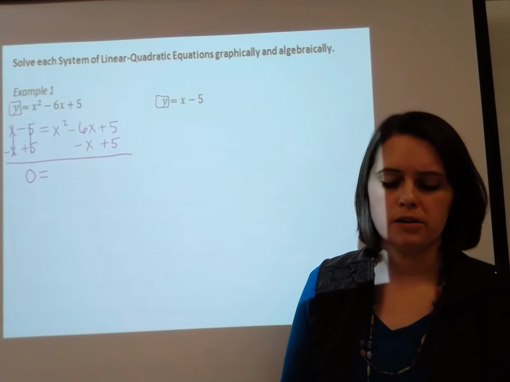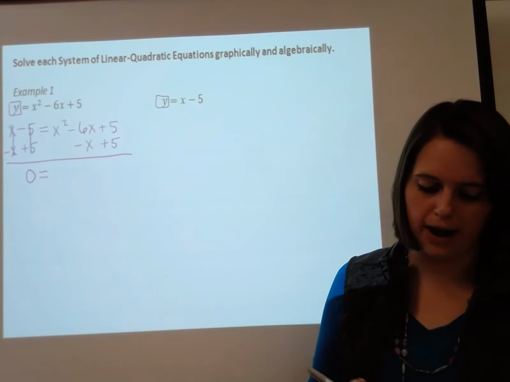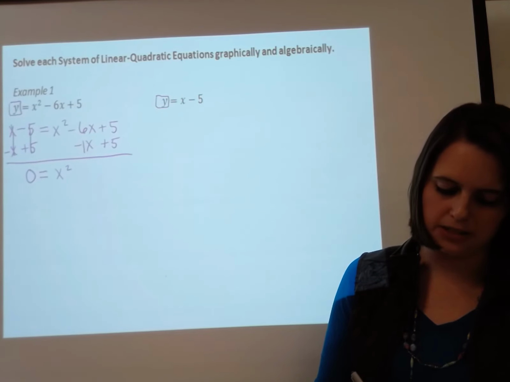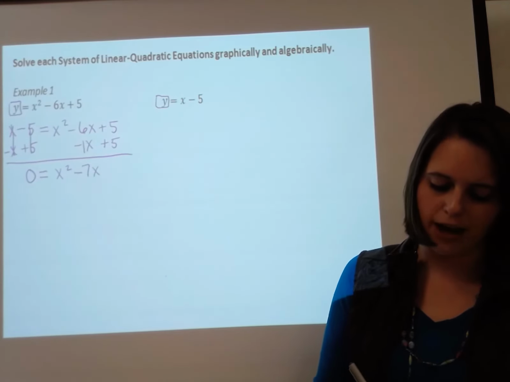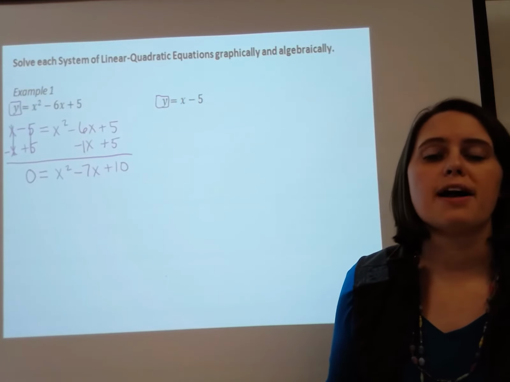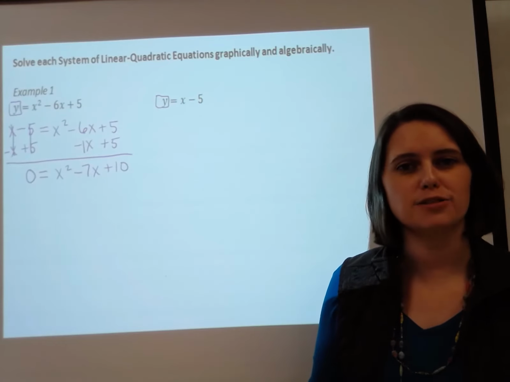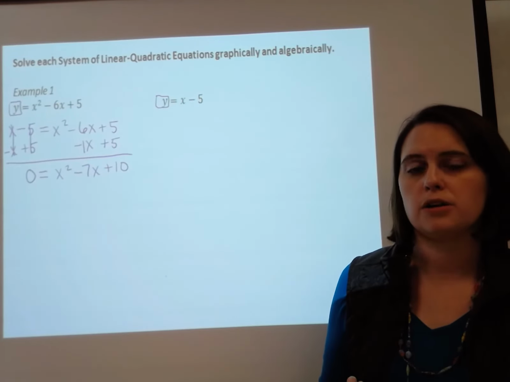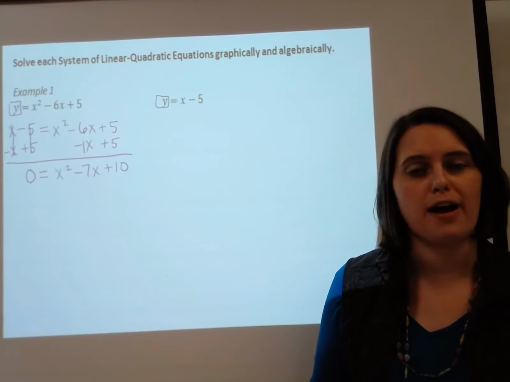So now we're going to need to combine our like terms on the right. So our x squared, a negative 6x minus x, that's 1 there, so it gives us negative 7x, and 5 plus 5 is 10. So now this is where you have to make the choice. Do you want to solve by factoring, solve by quadratic formula, or solve by completing the square? For this first one, I'm going to show solve by factoring.